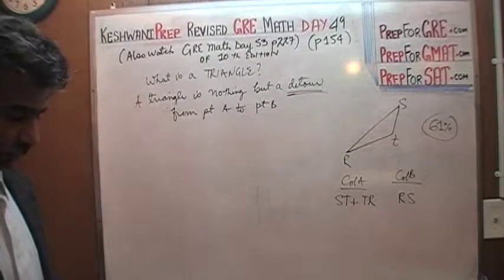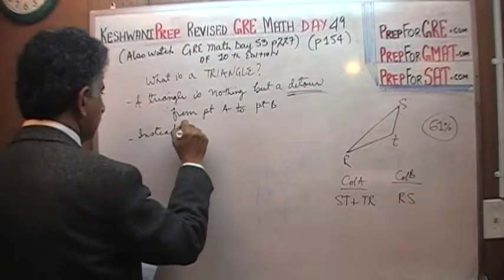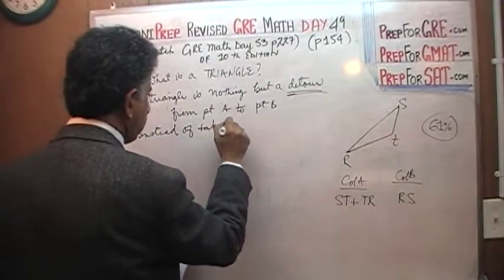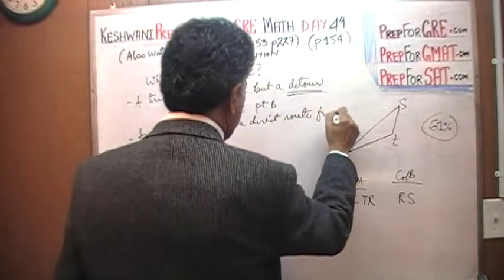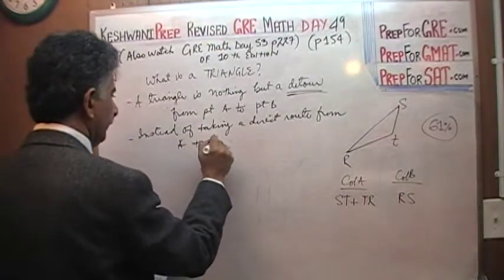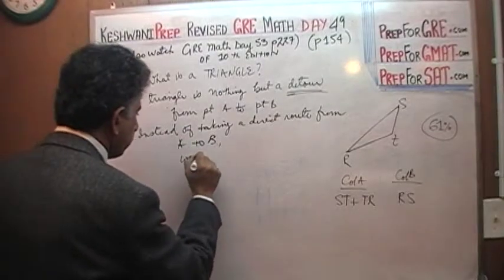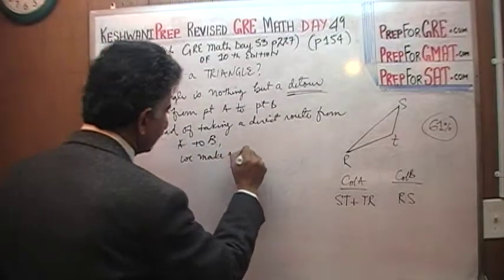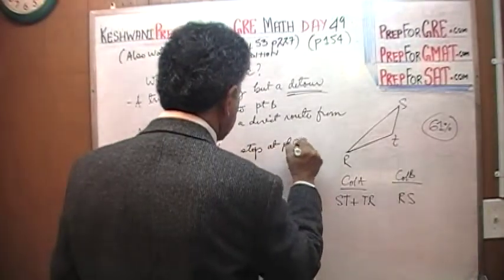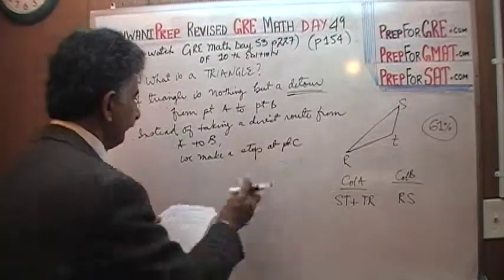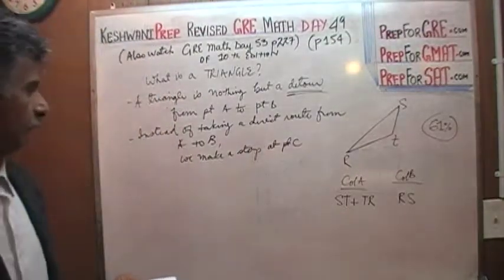Instead of taking a direct route from A to B, we make a stop. We make a stop at point C.